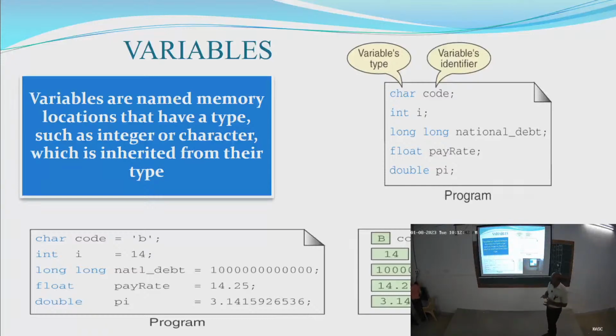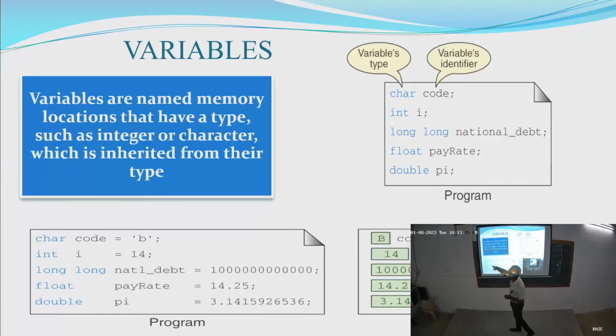Here, variables are quantities that may vary during the execution of the program. In each and every execution of the program, the value can change. Variables are named memory locations that have a type, such as integer or character, which is inherited from their type. And this is a code example, with a variable type and a variable identifier: a char code, int i, long national debt, a float pay rate, and a double pi.